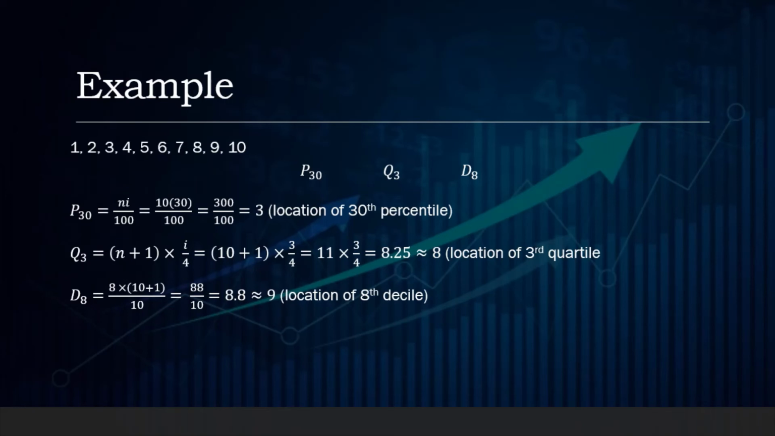3rd quartile. Q equals n plus 1 times i over 4 equals 10 plus 1 times 3/4 equals 11 times 3/4 equals 8.25 or 8. 8 is the location of the 3rd quartile, while the 8th decile is D sub 8 equals 8 times the sum of 10 plus 1 divided by 10 equals 88 divided by 10 equals 8.8 or 9. 9 is the location of the 8th decile.